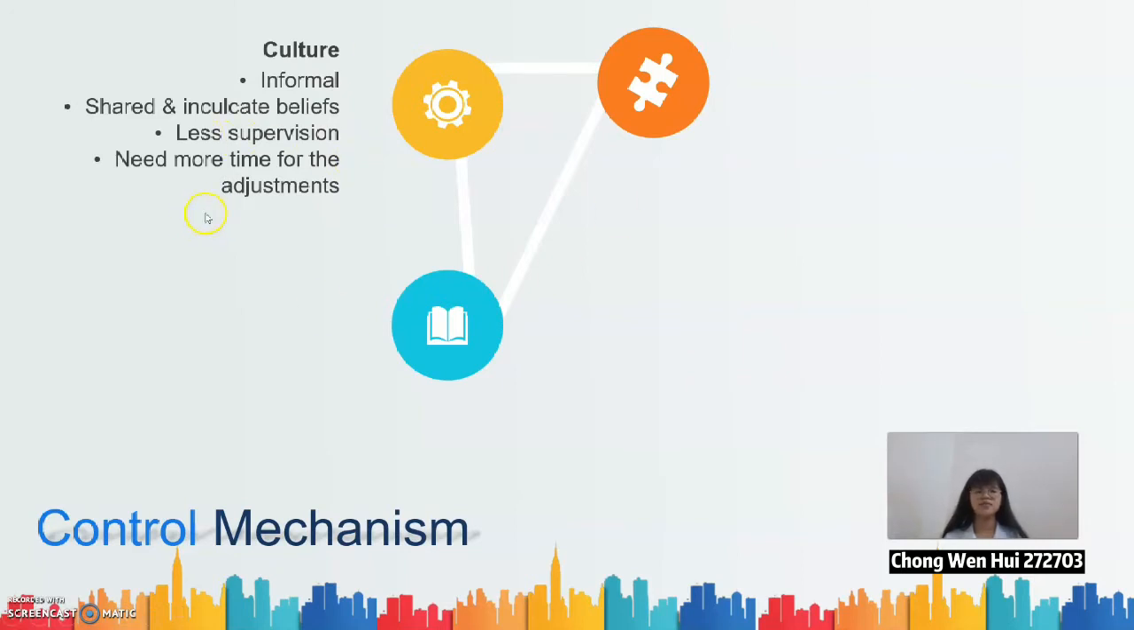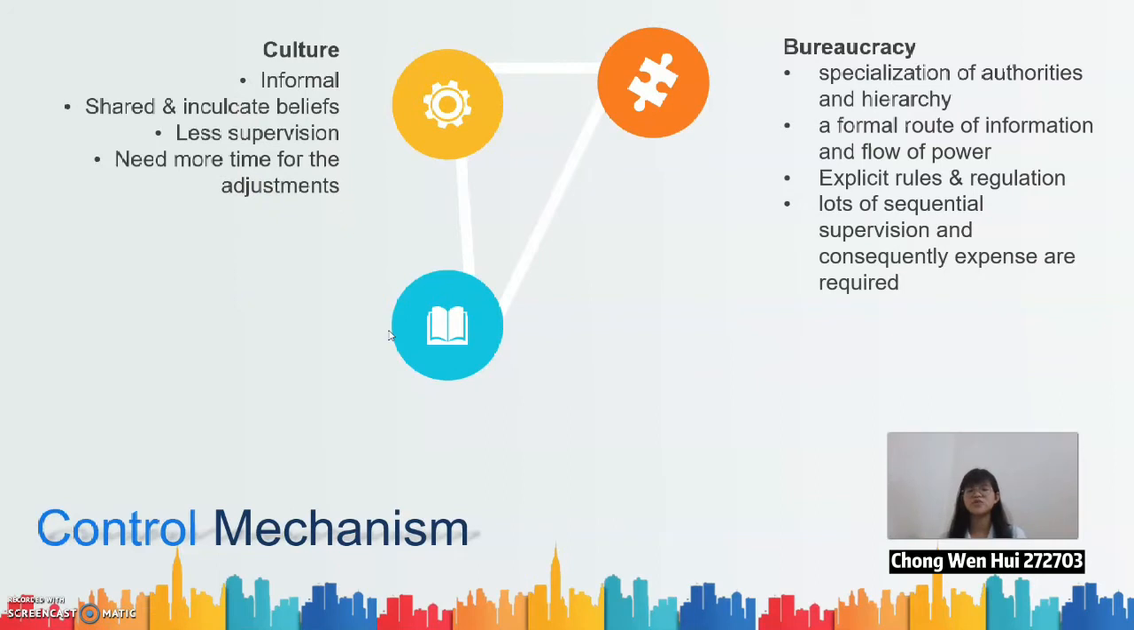However, more time is needed compared to other control mechanisms when the company aims to make changes or adjustments. The second control mechanism is bureaucracy, and this control has a specialization of authority and hierarchies, and a formal route of information and flow of powers. The information will flow from bottom to top, while the flow of power or authority will flow from top to bottom. The company under this control will implement explicit rules and regulations. And to ensure the company is in proper control, a lot of sequential supervision and consequently expenses are required.